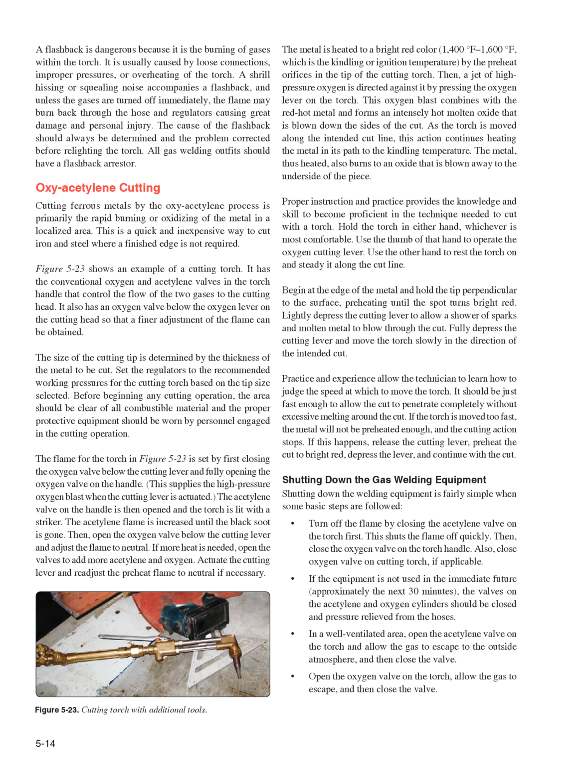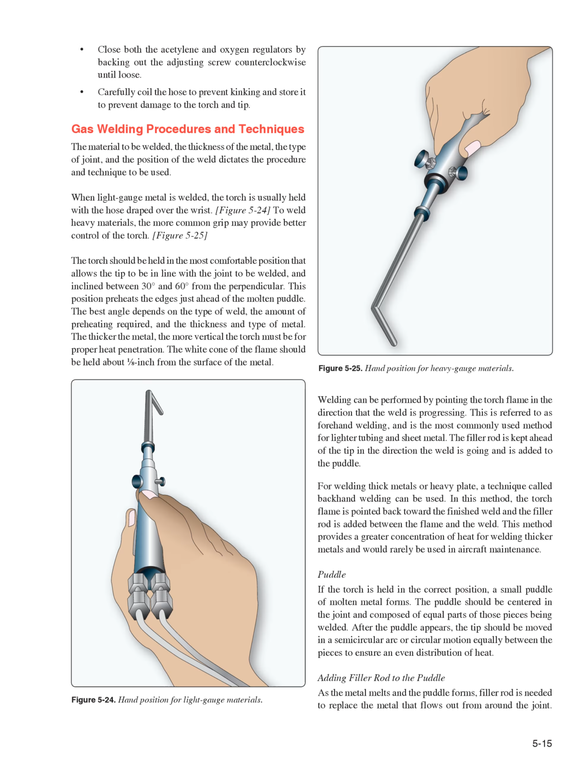If the equipment is not used in the immediate future, approximately the next 30 minutes, the valves on the acetylene and oxygen cylinders should be closed and pressure relieved from the hoses. In a well-ventilated area, open the acetylene valve on the torch and allow the gas to escape to the outside atmosphere, and then close the valve. Open the oxygen valve on the torch, allow the gas to escape, and then close the valve. Close both the acetylene and oxygen regulators by backing out the adjusting screw counterclockwise until loose. Carefully coil the hose to prevent kinking and store it to prevent damage to the torch and tip.